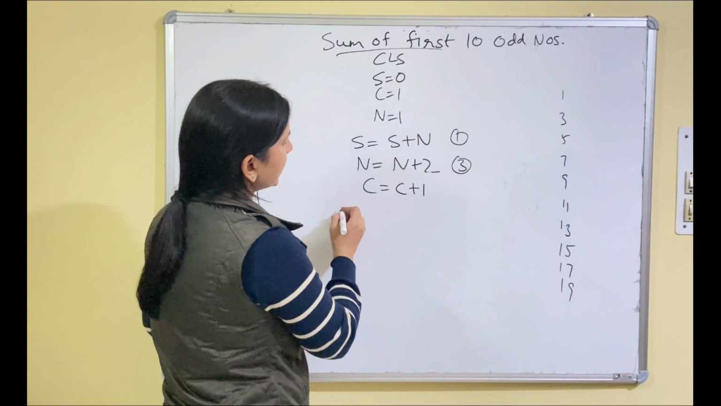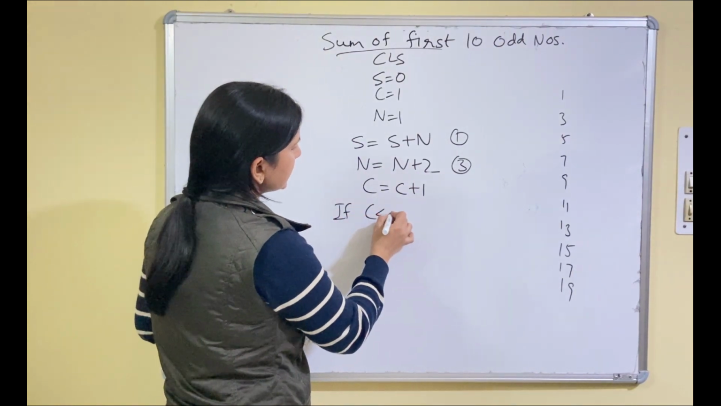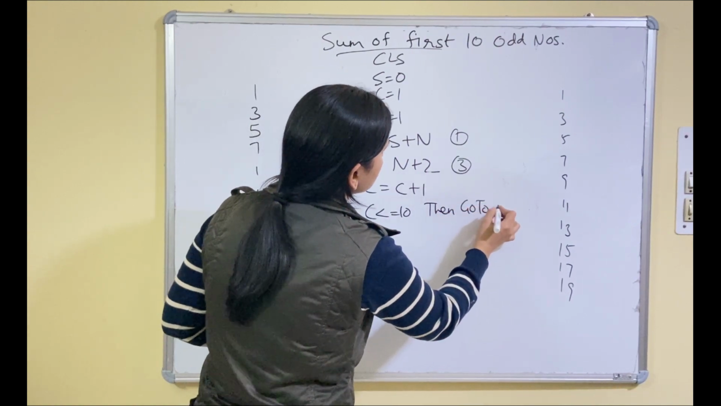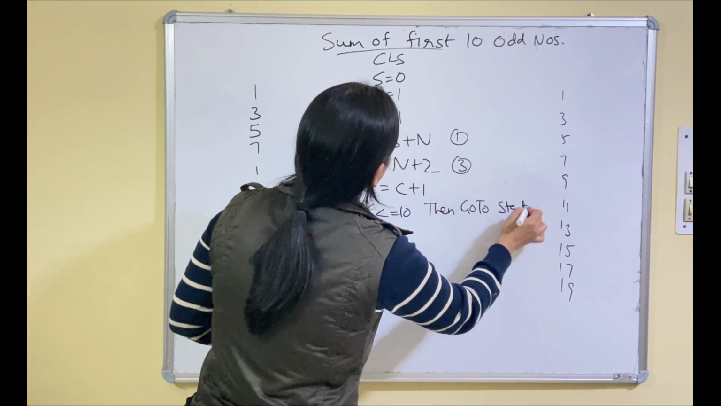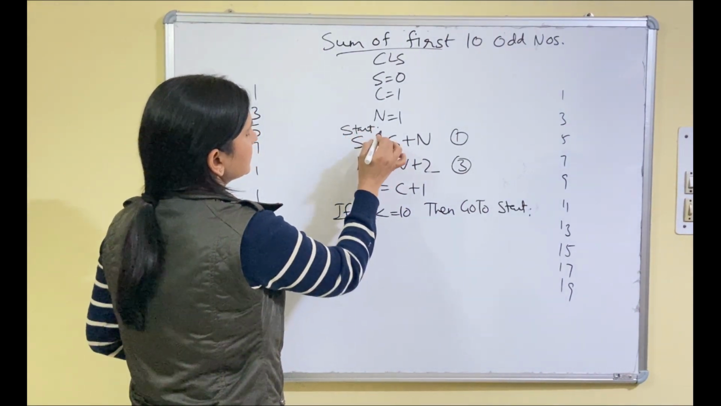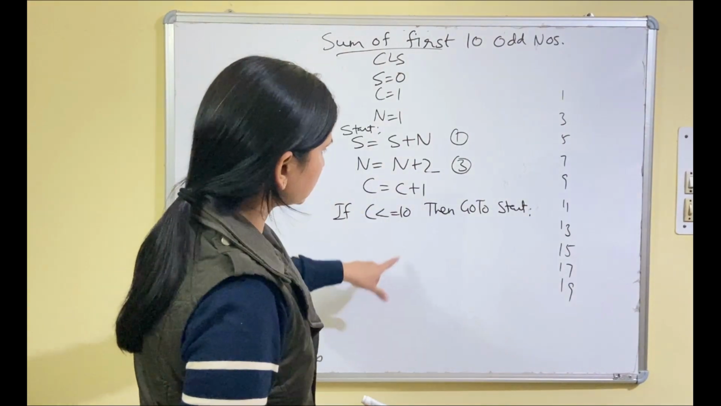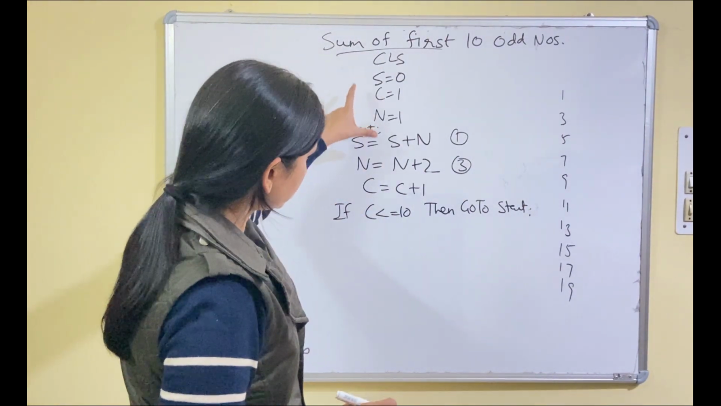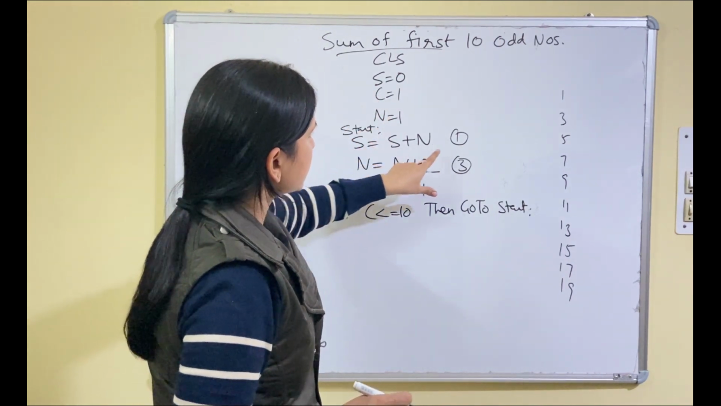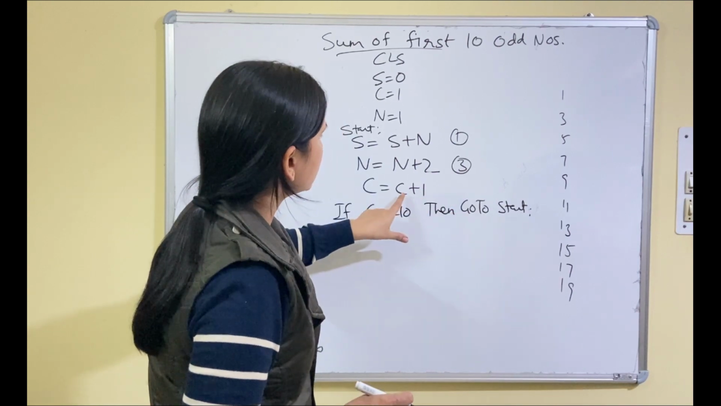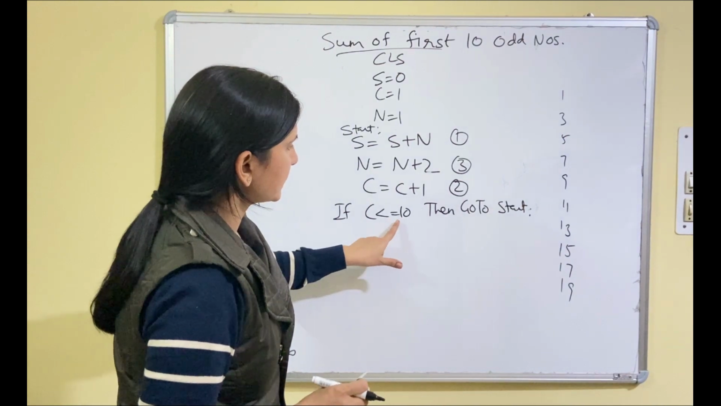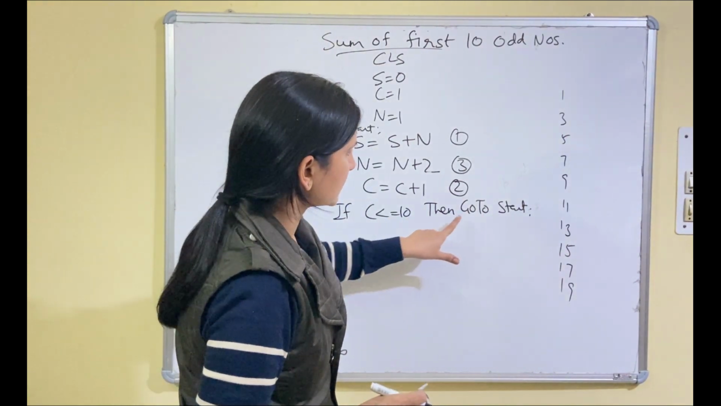Fine. And then condition, if C less than equals to 10, then go to start. Where shall I write start? Above this statement, above the sum. Fine. Let's see. I have not written the end. First we will understand this statement. S0, C1, N1, S has become 1, N has become 3, C has become 2. Condition will be checked. 2 less than equals to 10. Condition is true. Then go to start.